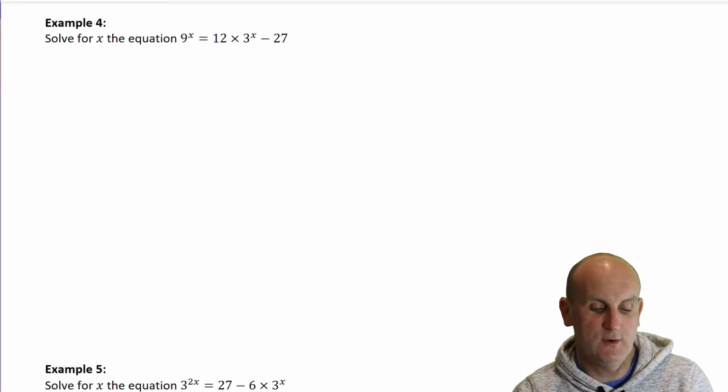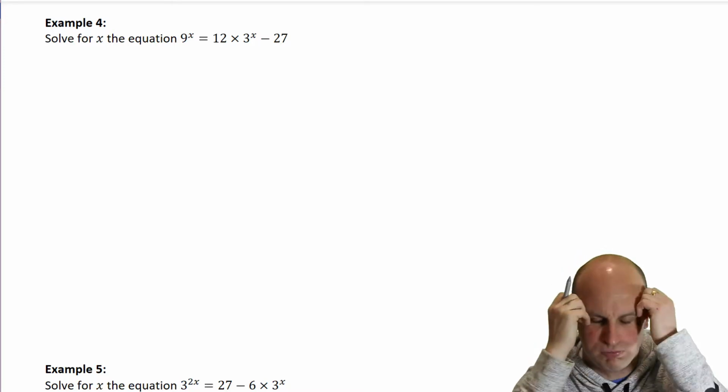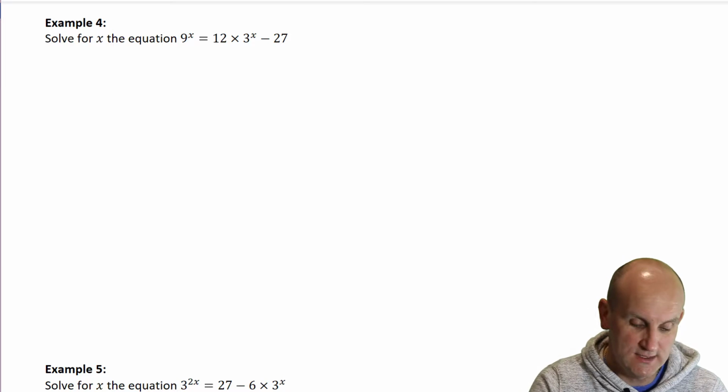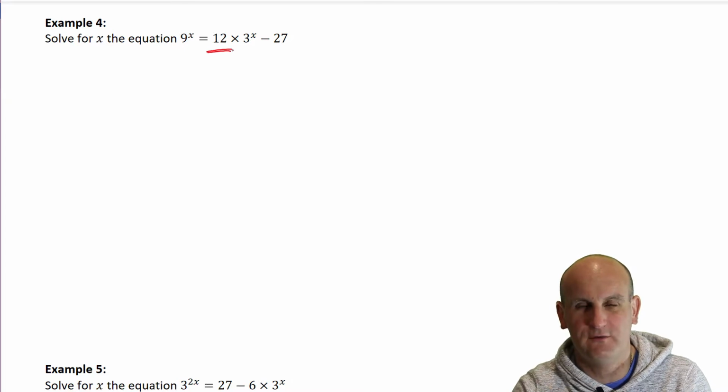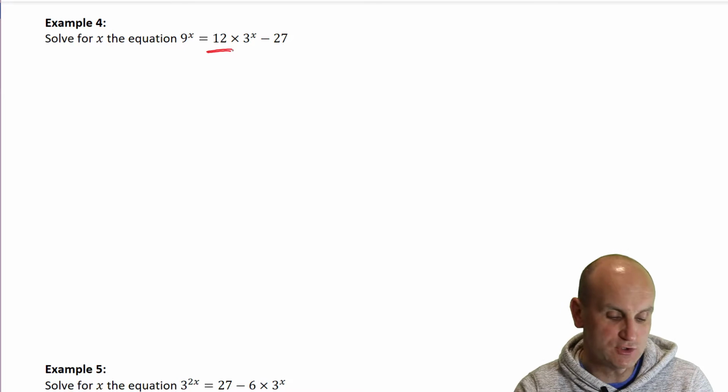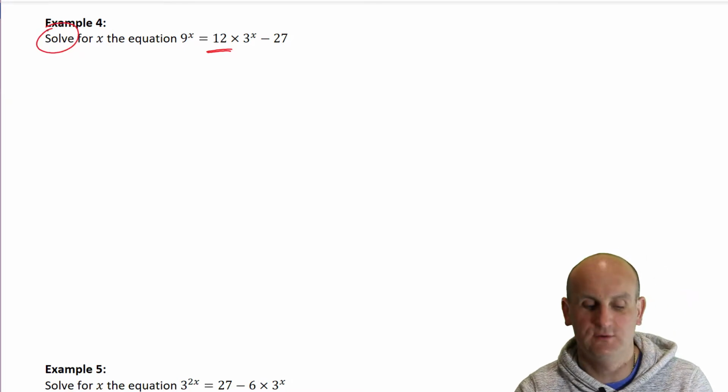Solve for x the equation 9 to the power of x equals 12 times 3 to the power x. What? Now, what I'm going to say to you is this section here is actually the important stuff, because when I see 12 times 3 to the power of x, my brain goes, it's a quadratic. Now, to be able to solve a quadratic, I need to make it equal to 0.